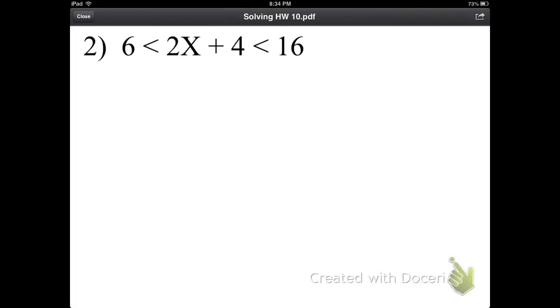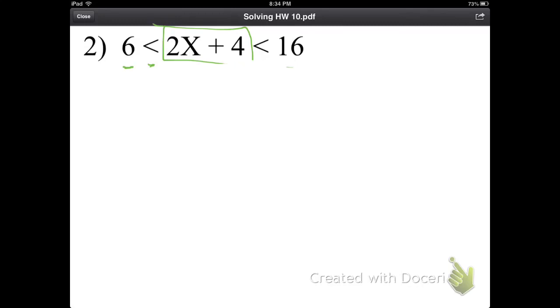So number one took a ridiculously long time, like 7 minutes, but I hope giving a detailed explanation helped out. Our next problem looks a little bit different than our other compound inequalities. It doesn't have an "and" or an "or" statement in it. It's just got this stuff in the middle, and on both sides you've got less than. So this says 6 is less than 2x plus 4, which is also less than 16.